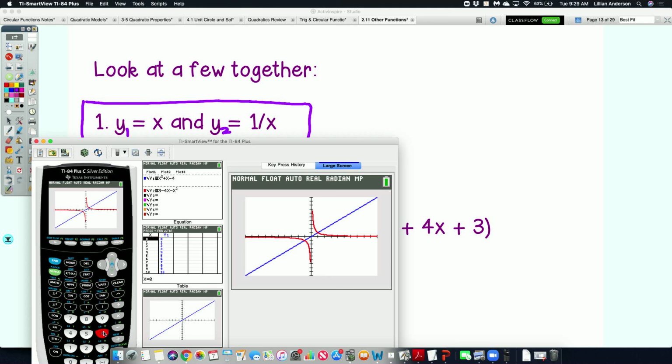Would you be able to graph this without using your calculator? Like if I gave you, this is a simple one.